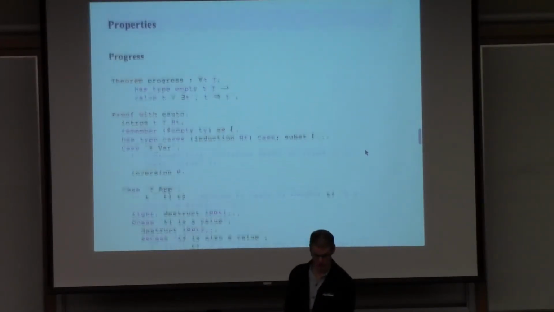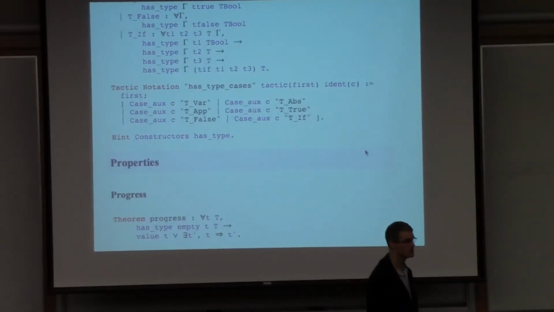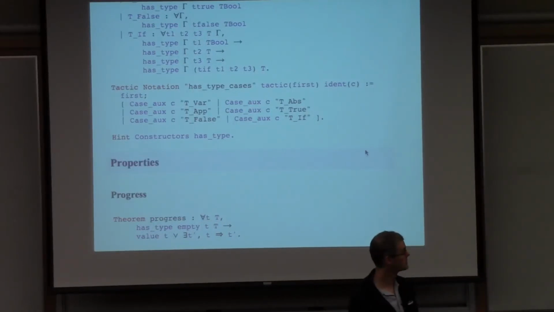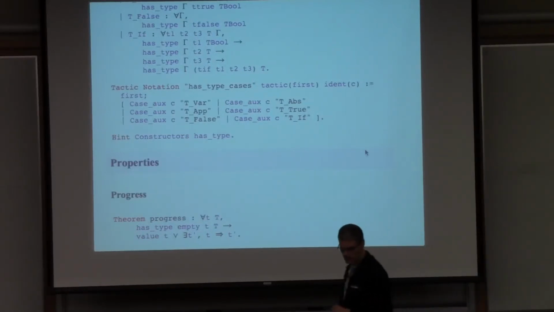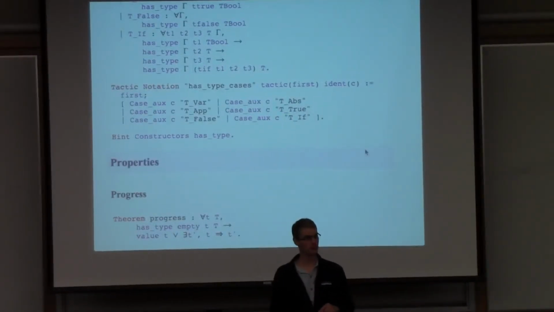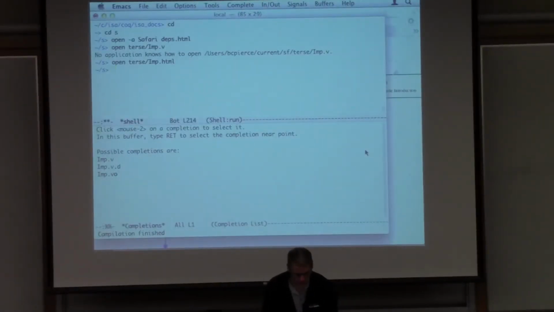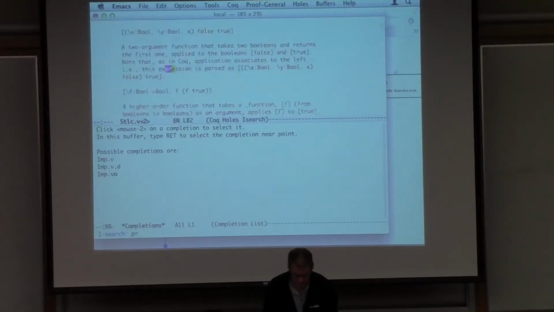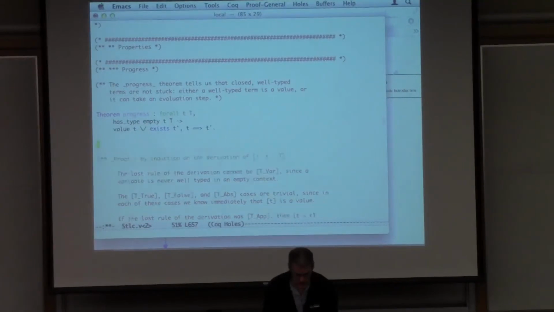Now we come to the interesting part. So here, for example, is the progress theorem. And then we're going to have a substitution lemma and a preservation theorem, as always. But rather than showing you the proof, why don't we take a pause at this point and do the proof? So let's see. Okay, so here's progress.